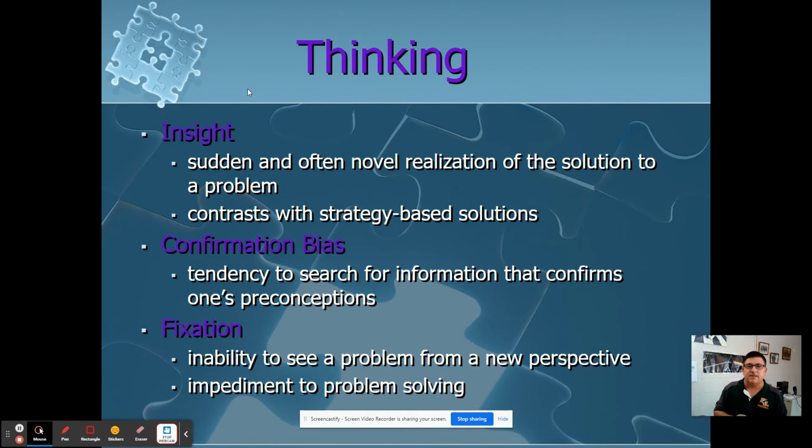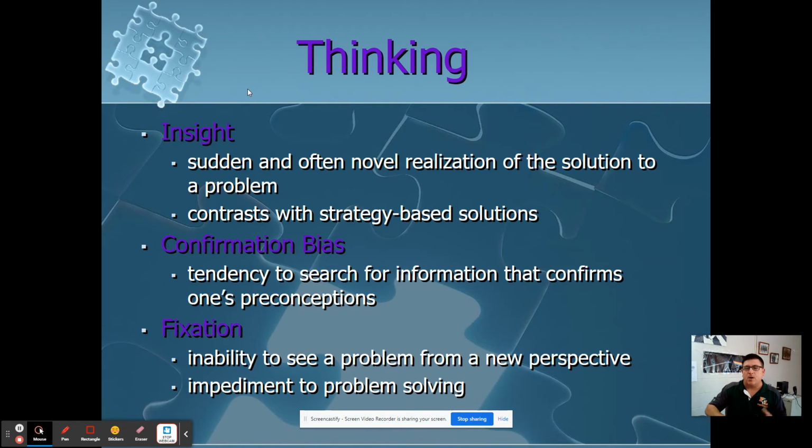Confirmation bias, the tendency to search for information that confirms one's preconceptions. All right, if you don't think politics and news with this, you're sadly mistaken. Confirmation bias, people who believe the right look to Fox News to confirm their beliefs. People who vote to the left look to CNN to probably confirm their biases. All right, it confirms your preconceptions. That's why we tend to gravitate towards things that confirm what we believe.